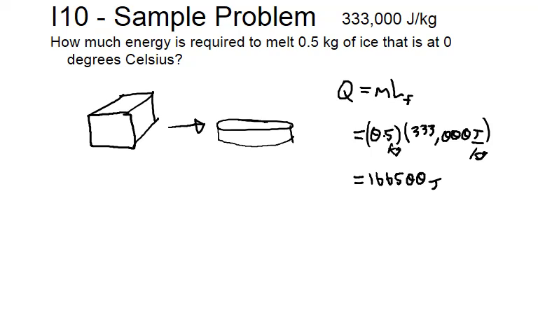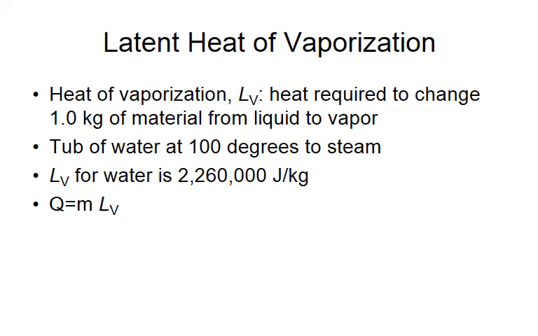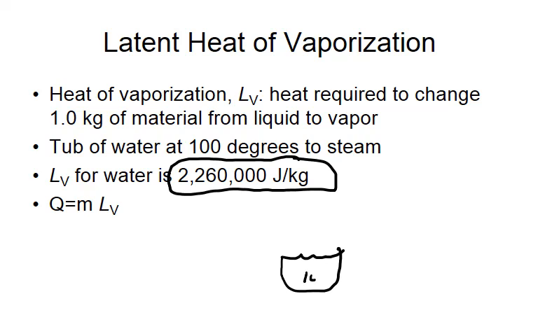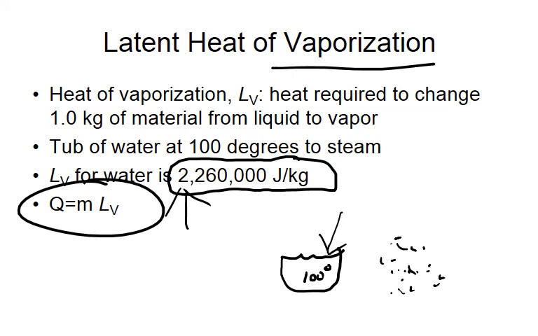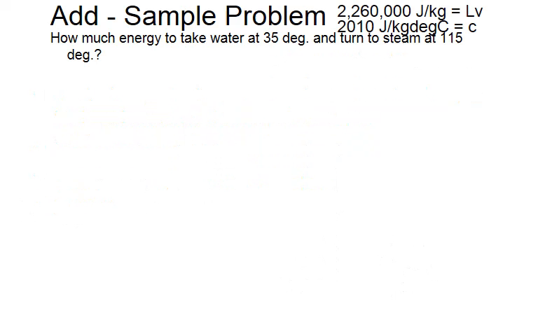All right, you should get 166,500 joules as the energy, or heat, it'll take to melt half a kilogram. Vaporization is a much more difficult process for water. If you've got water at 100 degrees Celsius and you want to turn it into steam at 100 degrees Celsius, it's going to take 2,260,000 joules. That's because it's harder to break those bonds and turn them into gas. So again, latent heat of vaporization: you're making it vaporized, a gas.